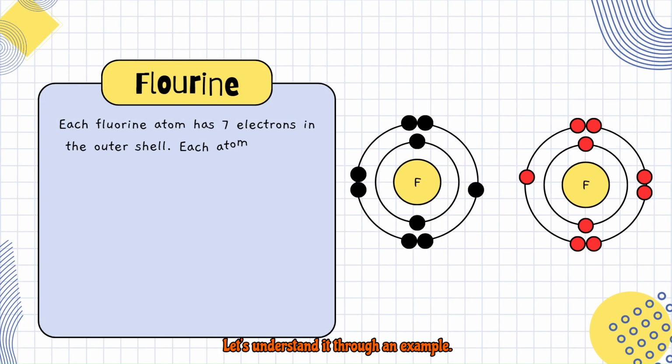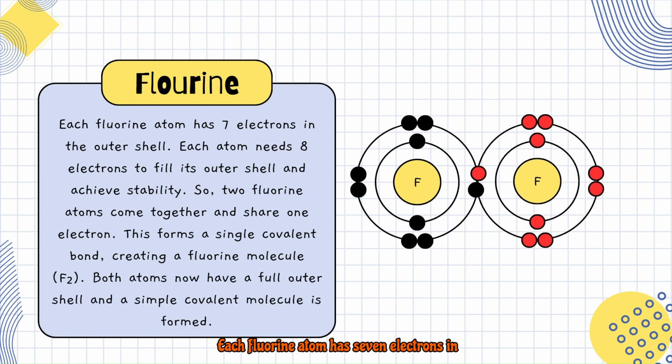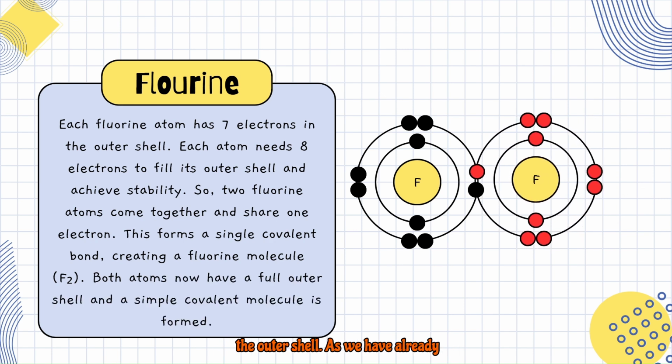Let's understand it through an example. Each fluorine atom has 7 electrons in the outer shell. As we have already learned, each atom needs 8 electrons to fill its outer shell and achieve stability. So, 2 fluorine atoms come together and share 1 electron. This forms a single covalent bond, creating a fluorine molecule, F2. Both atoms now have a full outer shell and a simple covalent molecule is formed.